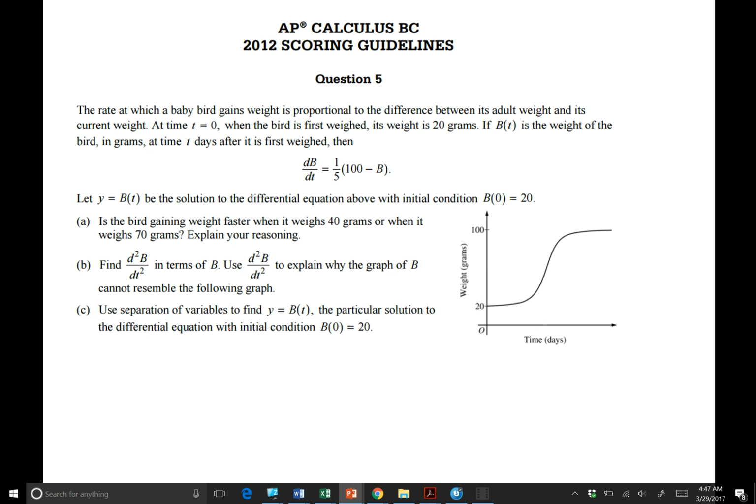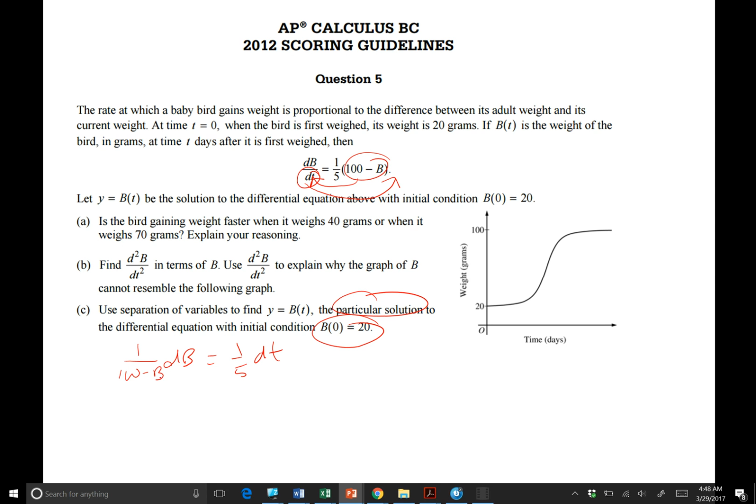All right, and then in part C, we're going to use separation of variables to find the particular solution. So here's where we're going to use that initial condition. So the very first thing, remember, we get lots of points for this part. This is 5 points. But if we don't separate the variables, then we get no points on the whole thing, even if we get the answer right. So the first thing I need to do is move the dt over to the right side and take this and move it to the left side by dividing. So I've got 1 over (100 minus b) db equals 1/5 dt.